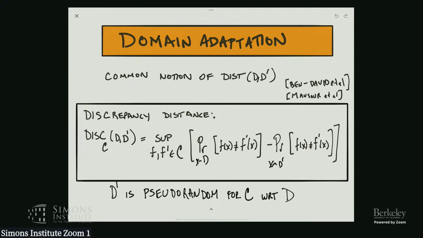And if you study pseudorandomness, Russell's not here, but one way to think about it is that if this quantity is small, it means that D prime is actually pseudorandom for the function class C with respect to D. And it turns out that this pseudorandomness property will actually come into play later on when we talk about efficient algorithms. So it's an interesting relationship. But this is one of the most common notions of distance between two distributions.